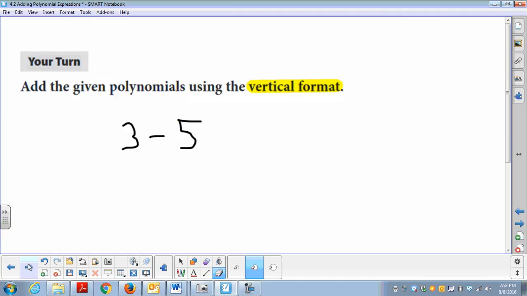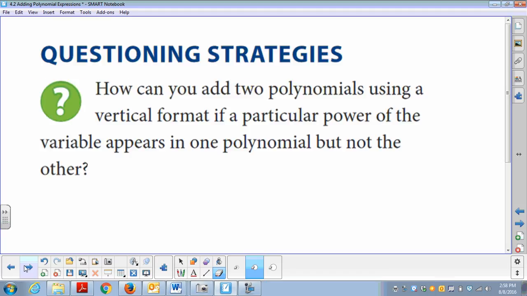Okay, now it's your turn. And remember, we're using the vertical format. I want you to add the given polynomials using the vertical format for numbers 3 through 5. Okay, now how can you add two polynomials using a vertical format if a particular power of the variable appears in one polynomial but not the other?